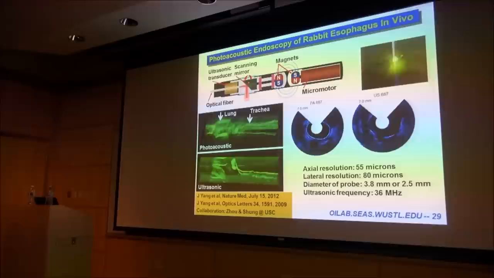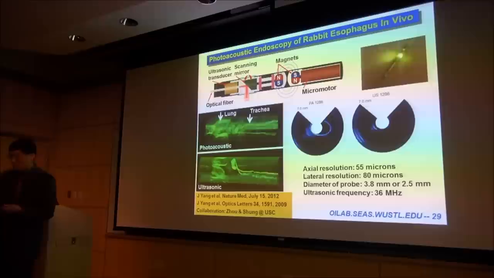With a single laser shot, you get a 1D A-scan image. You can spin the mirror like this to get 2D images. Then you can retract the probe axially to get 3D images. These are movies showing the photoacoustic contrast and the ultrasound contrast. They're co-registered automatically because we use the same ultrasound transducer to acquire both images.